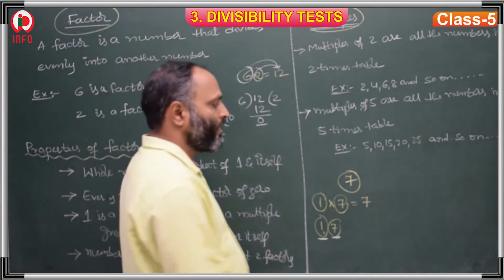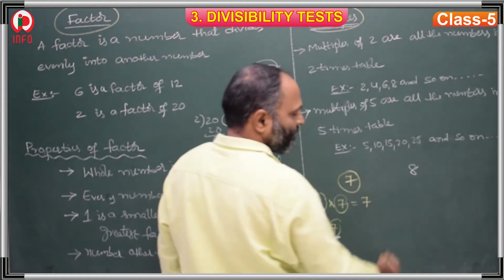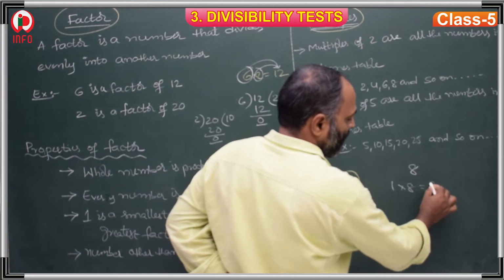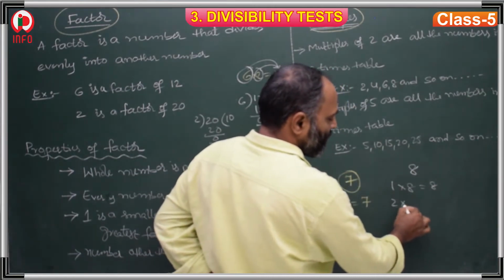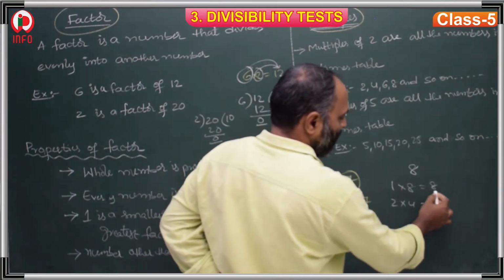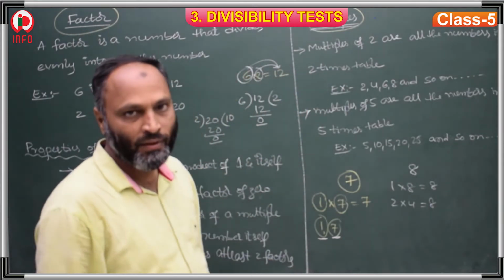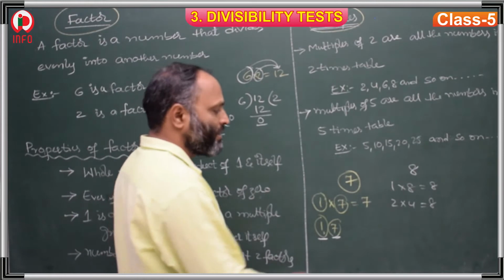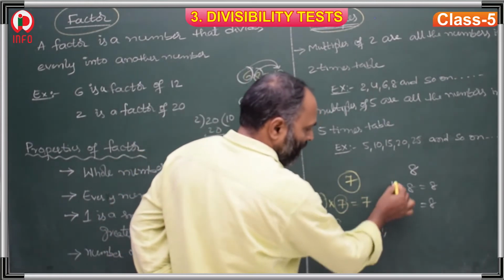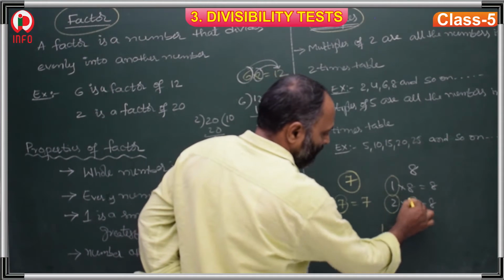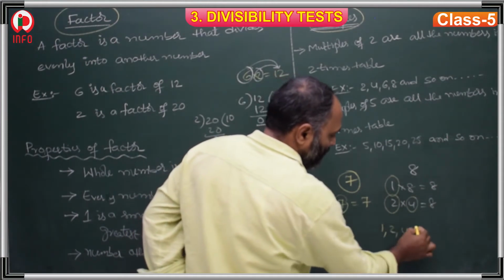If you want to take 8 instead: 1 8 is 8, and in the 2 table also, 2 4s are 8. So in these two tables we can divide this 8. It means 1 is a factor, 2 is a factor, 4 is a factor, and 8 is a factor.